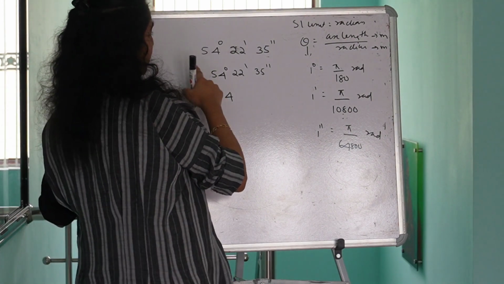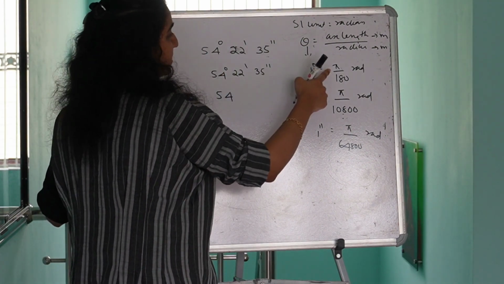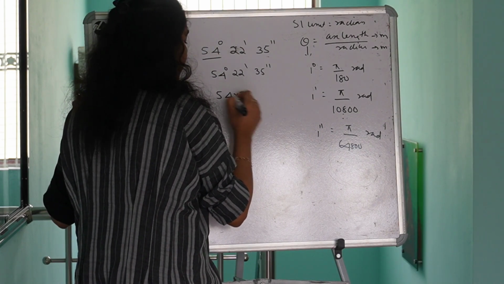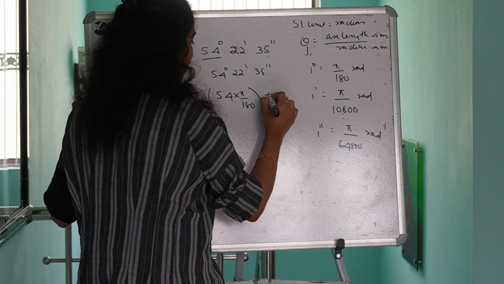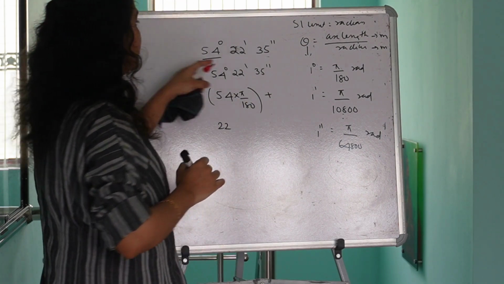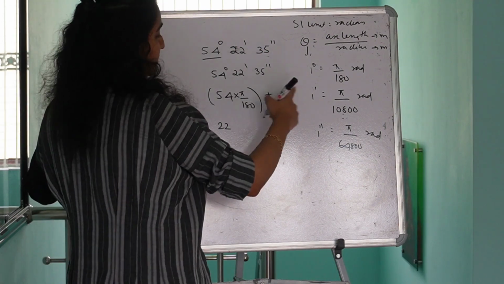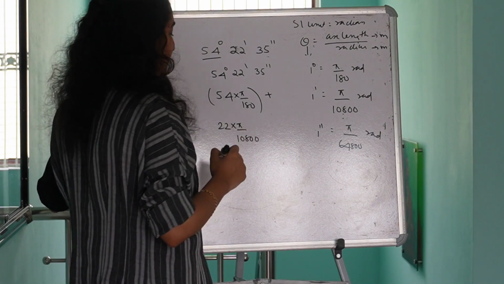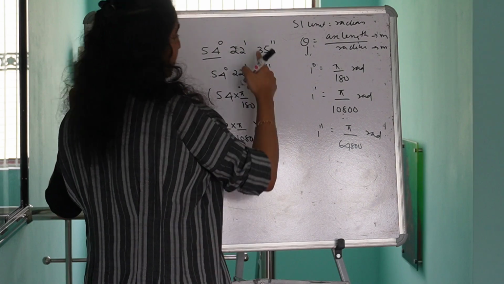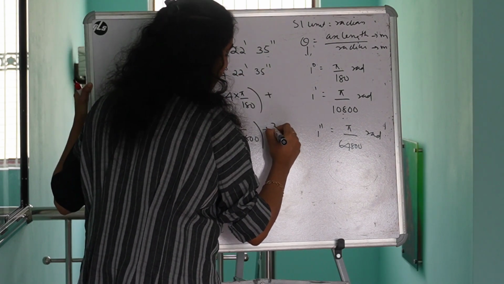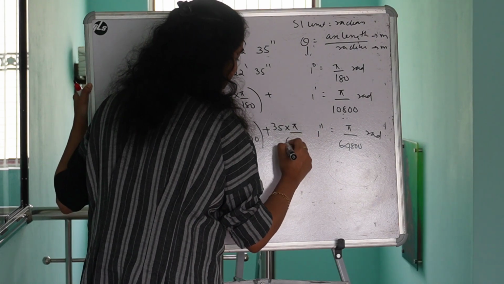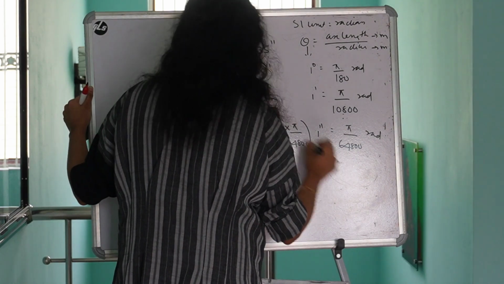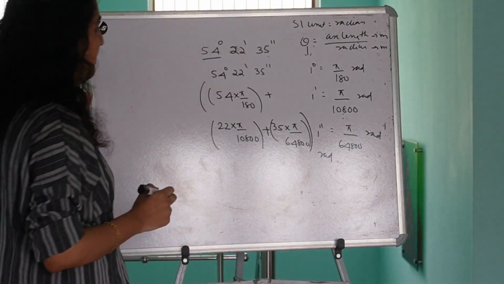To convert degrees into radians, we simply multiply the given value by pi divided by 180, plus, to convert the measurement given in minutes into radians, we multiply the given value by pi divided by 10800, and to convert seconds into radians, we multiply the given value by pi divided by 648000. The unit of the whole angular measurement is radian.